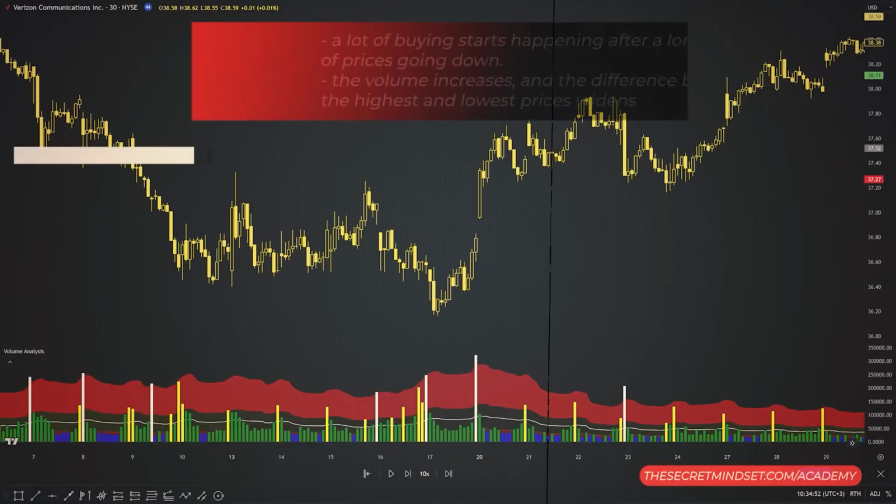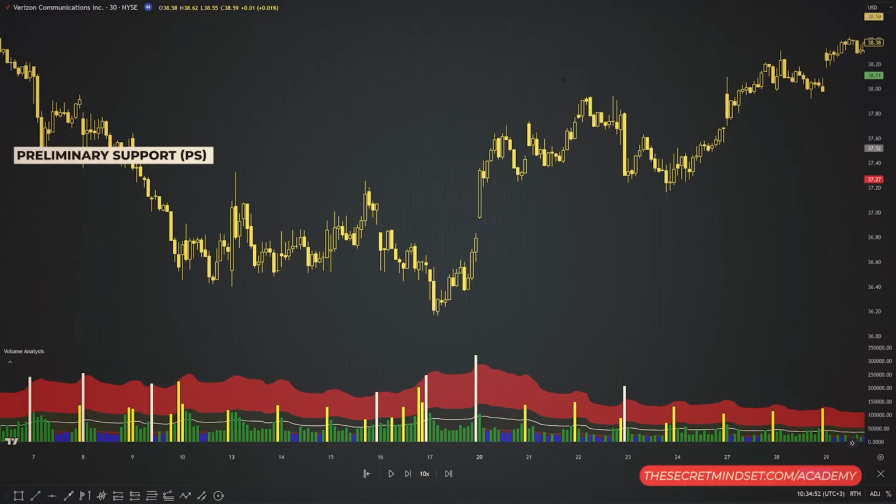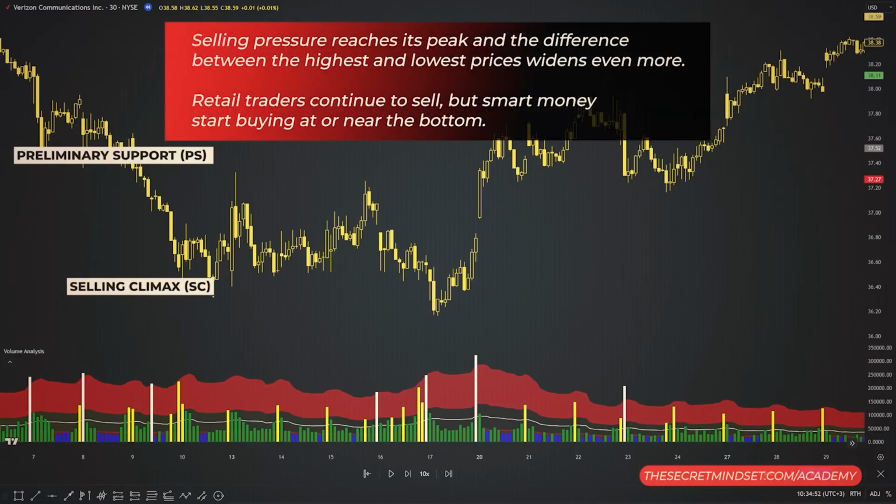First, we have the preliminary support. This is when a lot of buying starts happening after a long period of prices going down. The volume increases, and the difference between the highest and the lowest prices widens. Then we have the selling climax. This is the point where the selling pressure reaches its peak, and the difference between the highest and the lowest prices widens even more. Retail traders continue to sell, but smart money start buying at or near the bottom.